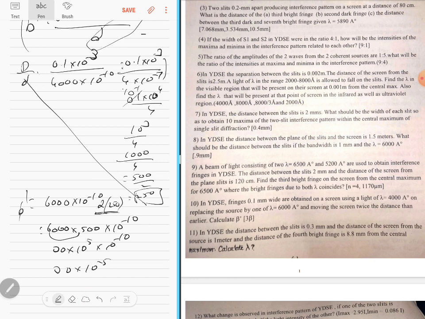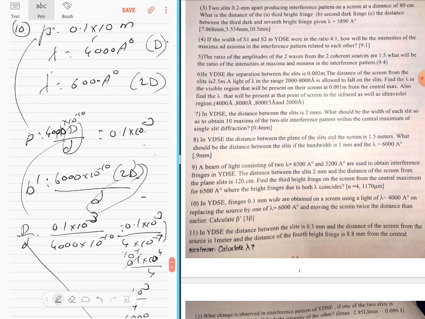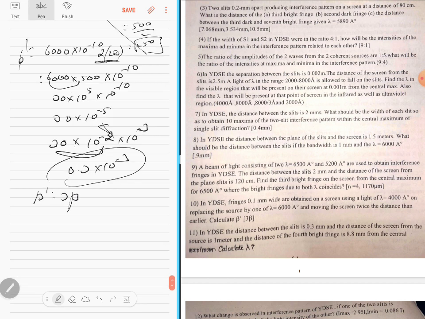But they seem to be asking for a relationship, the answer is in terms of beta. What is beta? 0.1 into 10 to the power minus 3. So let's write this in terms of 10 to the power minus 3. So 10 to the power minus 2 into 10 to the power minus 3. Therefore it will become 0.3 into 10 to the power minus 3. Therefore, you get beta dash is equal to 3 times beta. So that's sorted.